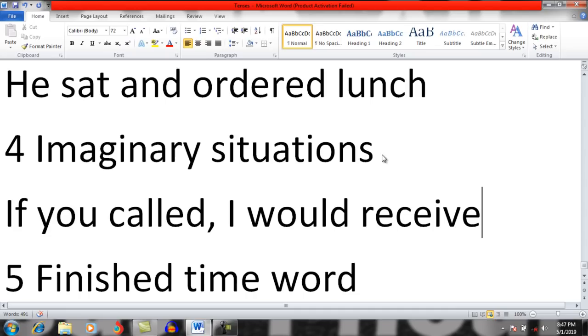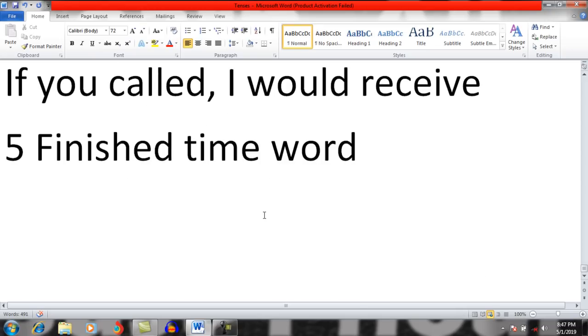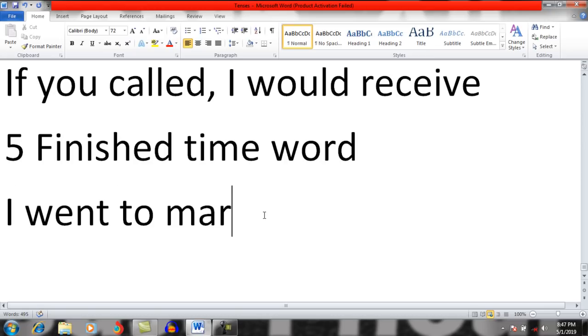We can also use past simple for a finished time word, whenever we have a definite time or a specific time. Whenever we are talking about that, we can also use past simple, like this: I went to market yesterday.